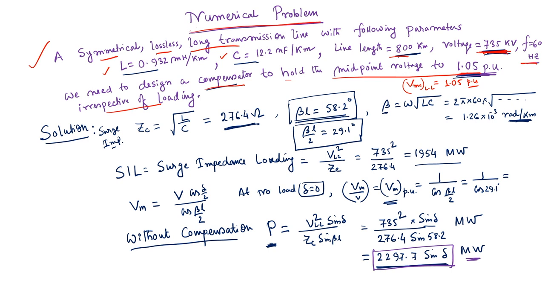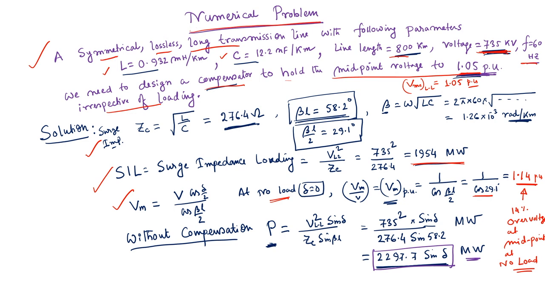Then what we did, we first determined the surge impedance, then the surge impedance loading, which came out to be 1954 megawatt. We also determined the midpoint voltage VM at no load, which is 1 upon cos beta L by 2, that is around 1 upon cos 29 degree, which comes out to be 1.14 per unit. Now, this gives the information that there is around 14% over voltage at the midpoint of the line at no load condition. And this is not acceptable actually, because 14% over voltage at the midpoint of a transmission line is a huge amount in terms of kilovolts.